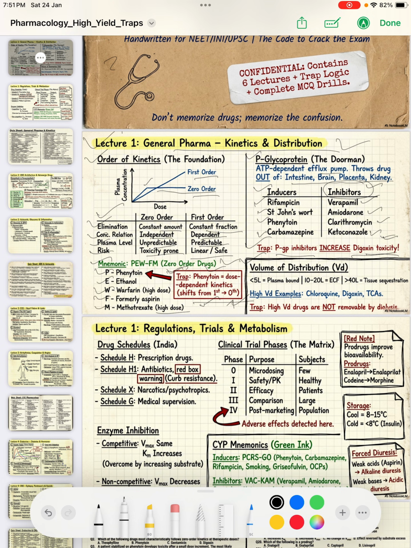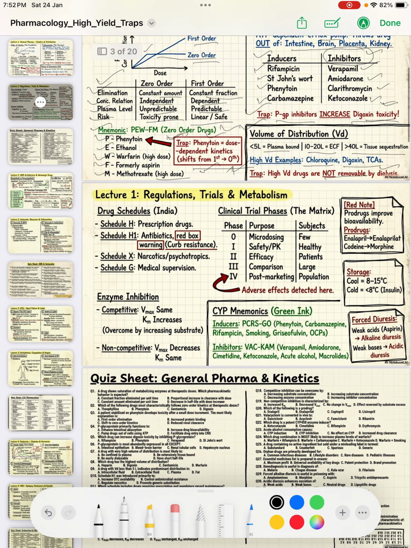Okay, now we move to volume of distribution. Less than 5 liters is plasma bound, 10 to 20 liters is extracellular fluid, and more than 40 liters is tissue sequestration. High volume of distribution examples are chloroquine, digoxin, and tricyclic antidepressants. And what is the trap in this? High volume of distribution drugs are not removed by dialysis. This is the trap.